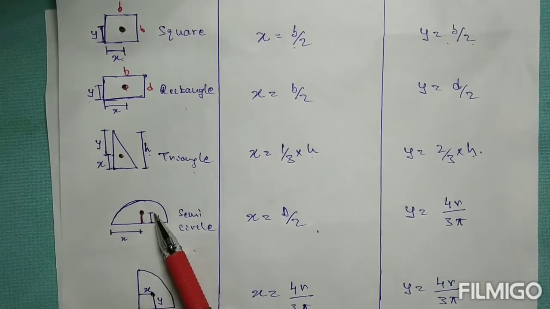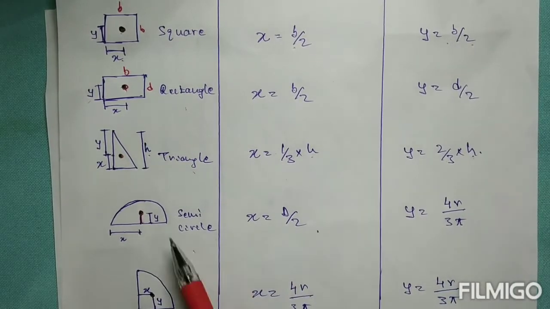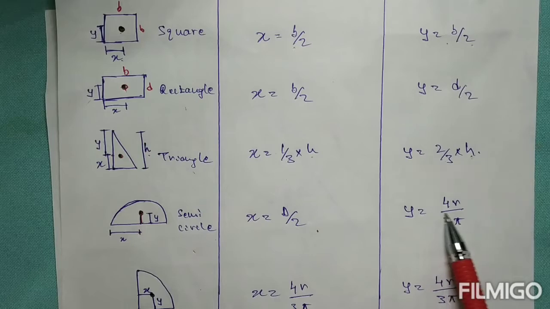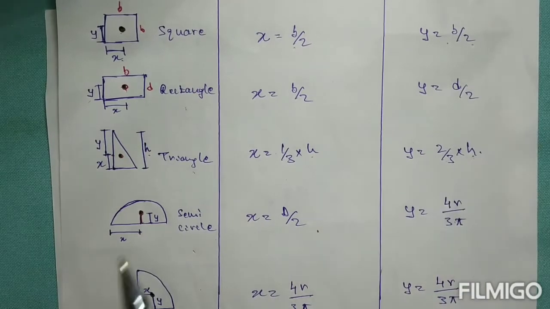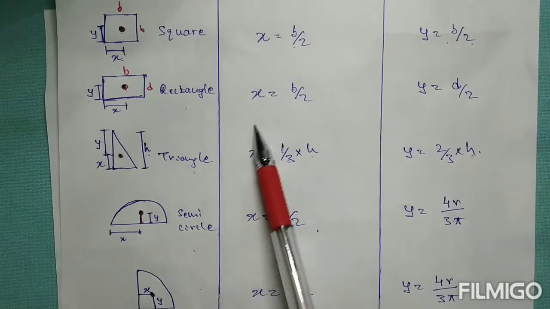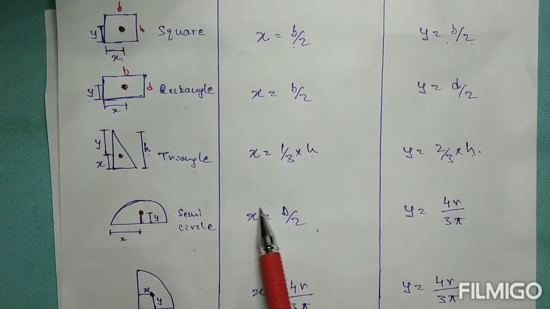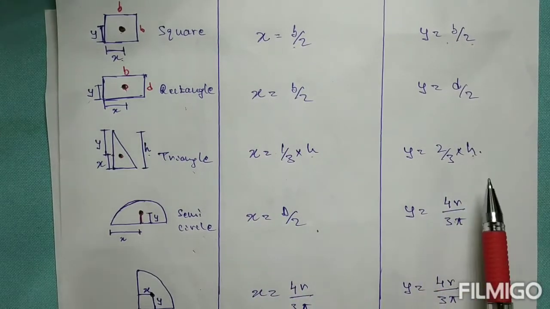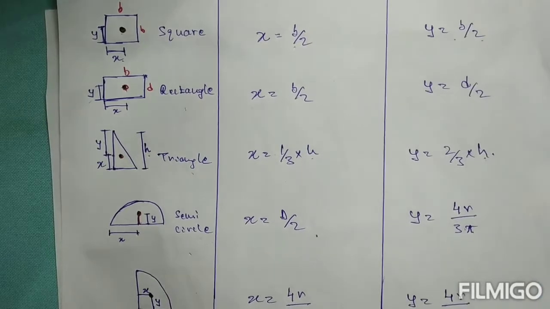For the semicircle, along this direction x is d by 2, then this y is 4r by 3 pi, because here we are concentrating only on rectangular, triangular and semicircle. So before solving this, we should know all these formulas. We already reviewed them in the first class. So next we are going to the tabular column.